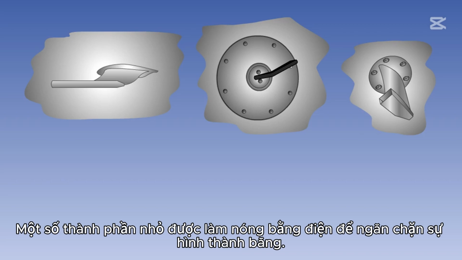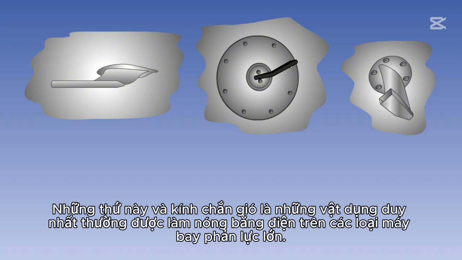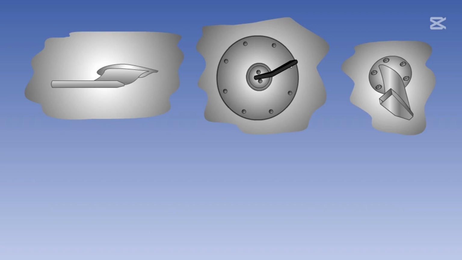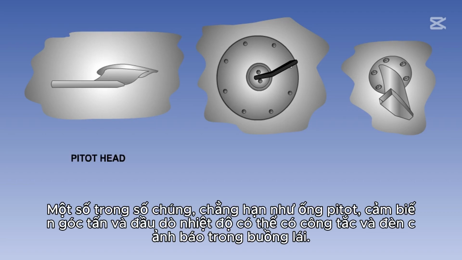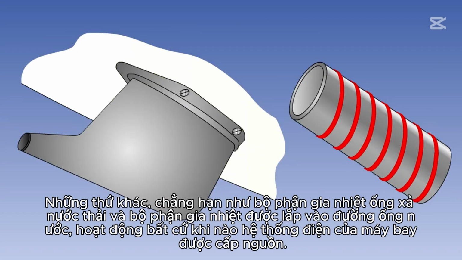A number of small components are electrically heated to prevent ice formation. These and the windscreens are the only items normally electrically heated on large turbojet type aircraft. Some of them, such as pitot heads, angle of attack sensors, and temperature probes, may have switches and warning lights in the cockpit. Others, such as wastewater drain mast heaters and the inline heaters fitted to water pipes, operate whenever the aircraft's electrical system is powered.